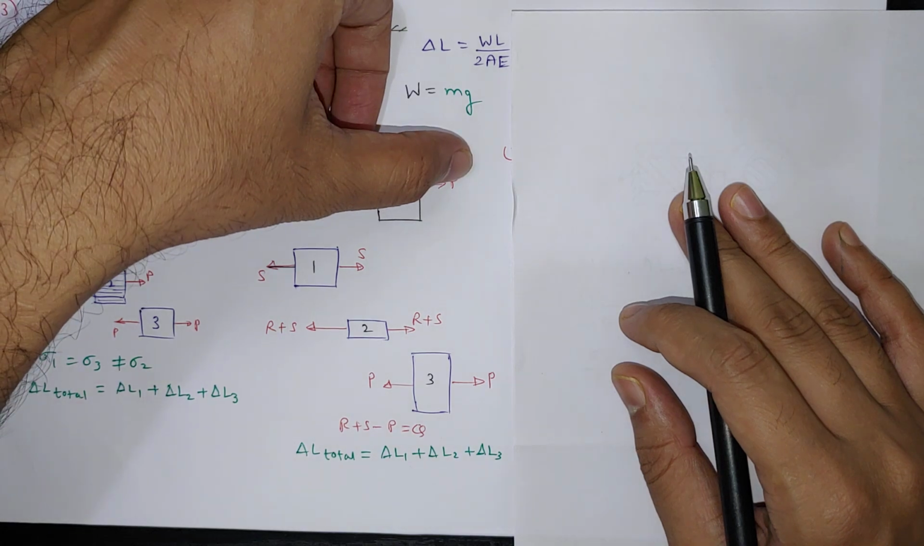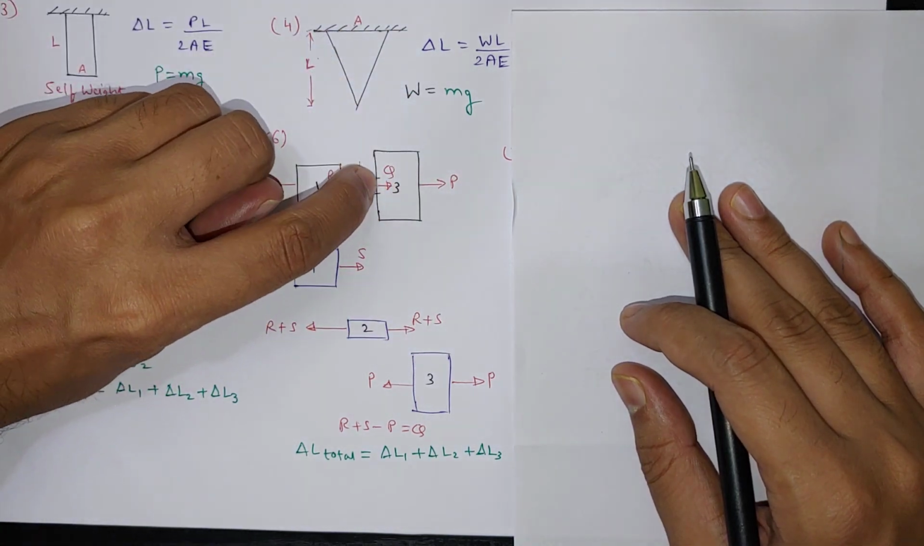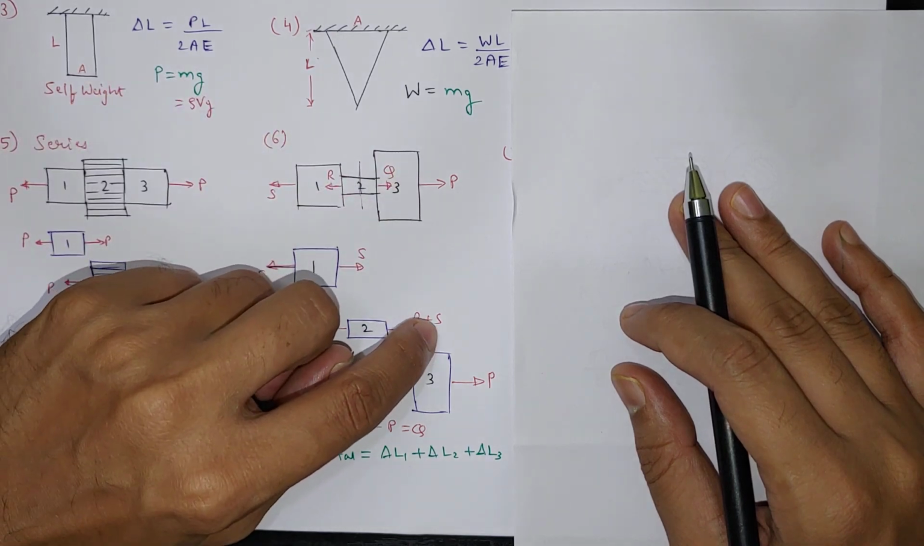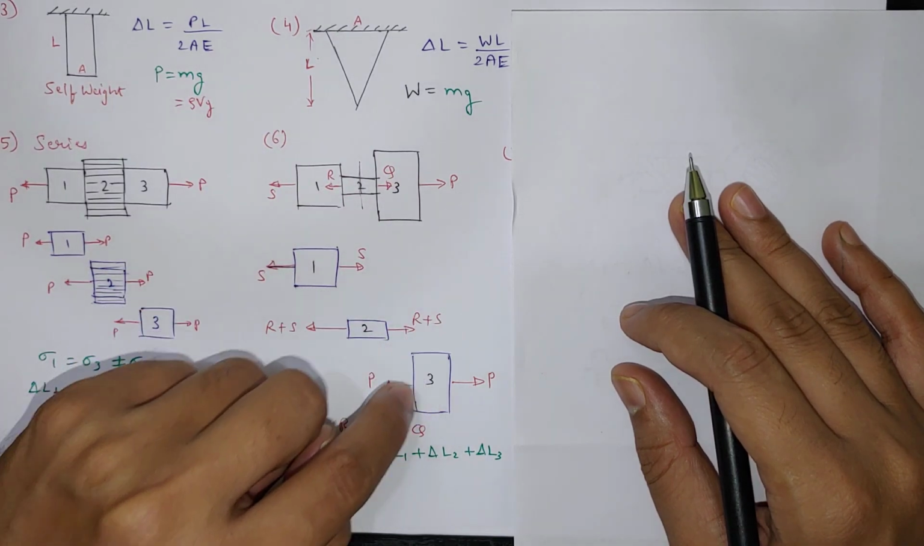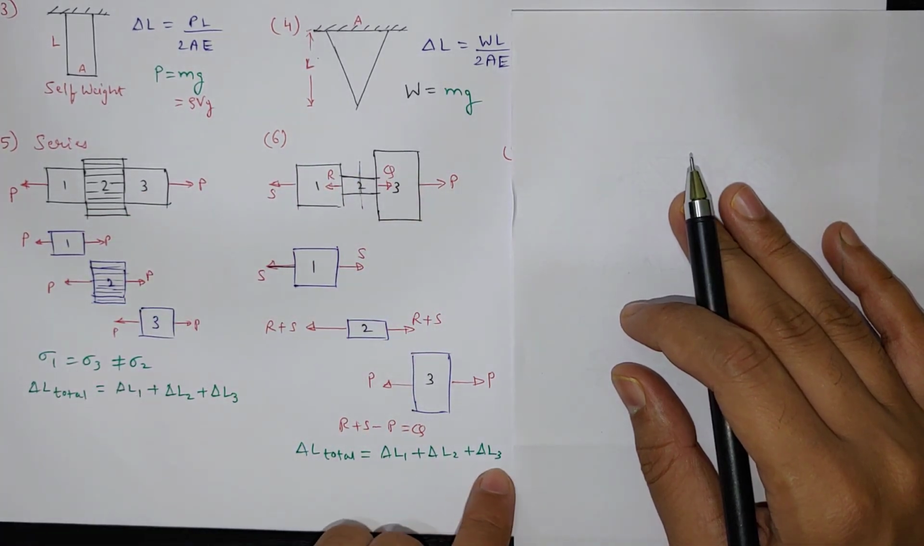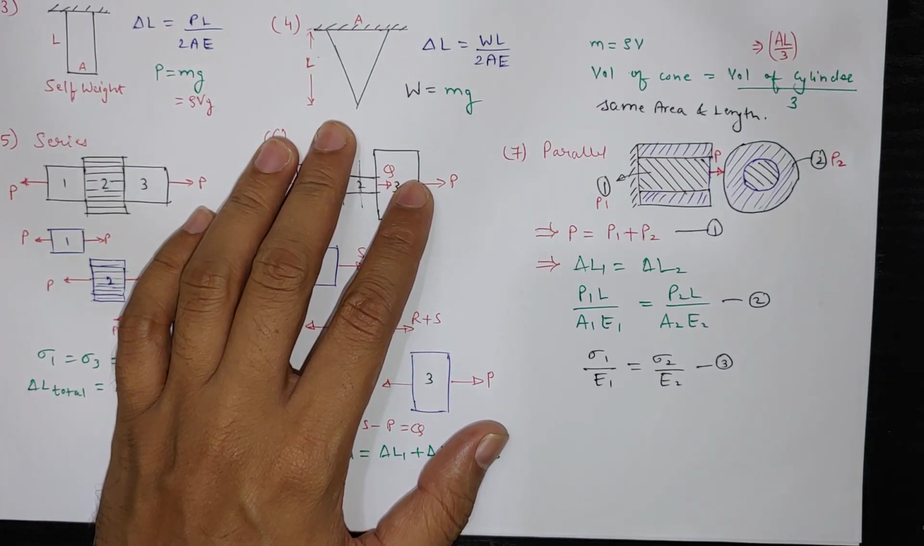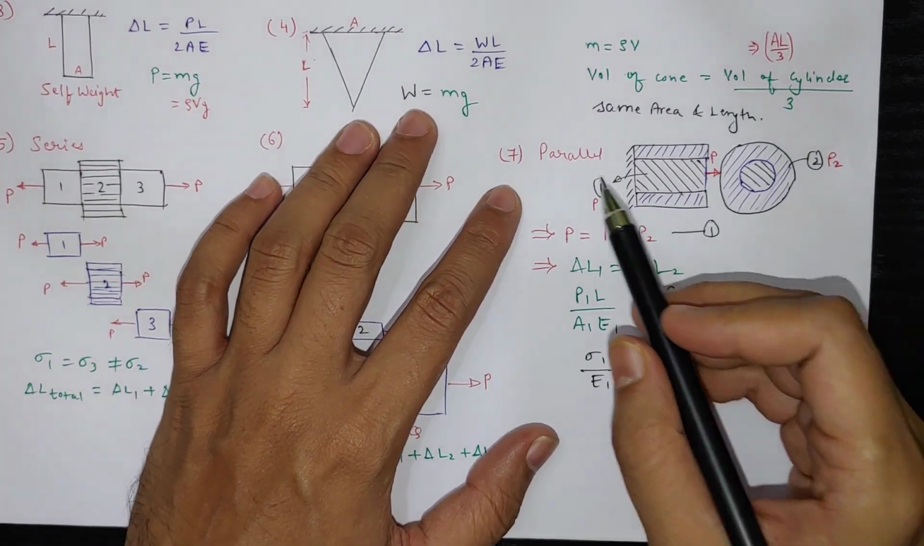Q is positive in this direction, so whichever load is in this direction we have to take positive. So at the junction between 2 and 3 there are R plus S and P load, so R plus S minus P will be equal to Q in this direction. Delta L will be the summation of all three, same as the previous case. Now the last case will be the case of parallel.